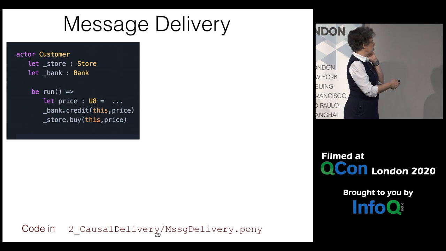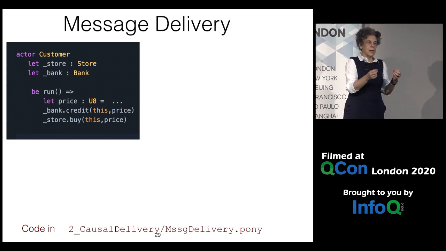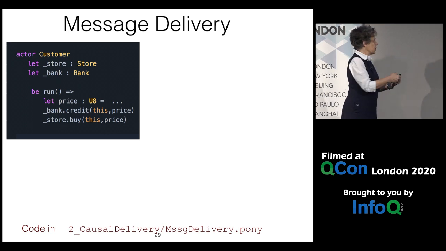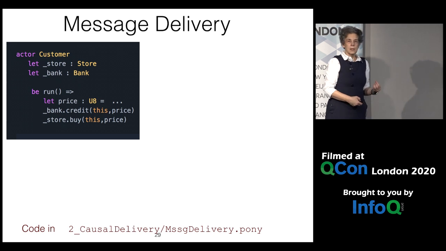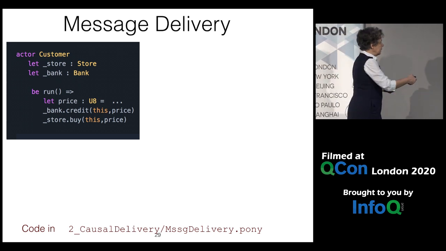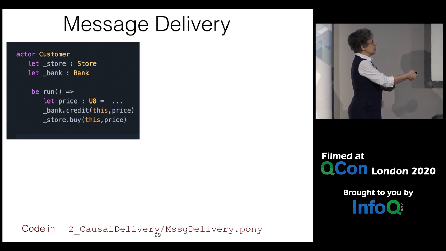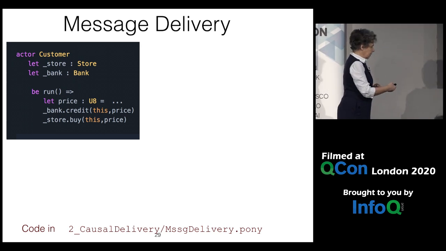So let's assume we have got a scenario where there is a customer who decides to go and buy stuff, but before they buy stuff, they need to make sure that they have got enough money in the bank. So what do they do? There is a behavior run, and they determine what is the price of what they want to buy. They go to the bank. They send a message to the bank saying, credit me with the price so that I'm sure I have got enough money. And they send a message to the store that says, buy from me something with a particular price. And store and bank are fields in the customer actor.